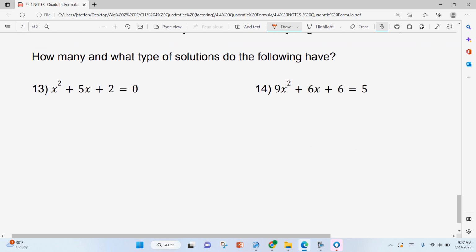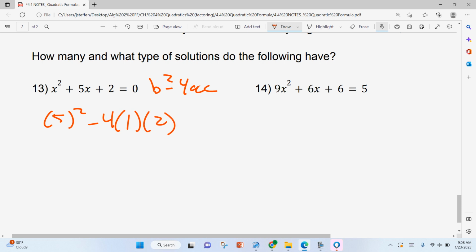So these questions will literally say how many and what type of solutions they are. Now I added what type because I want to know, are they real solutions, are they imaginary solutions, and so on and so forth. All you have to do is plug into that equation, b squared minus 4ac. There's no square roots, there's none of it. So we have 5 squared minus 4 times a times c. That gives me 25. And again, you can just type that in your calculator, that's fine. We have 25 minus 8. 25 minus 8 is positive 17. Since it is positive, your answer is 2 real solutions.